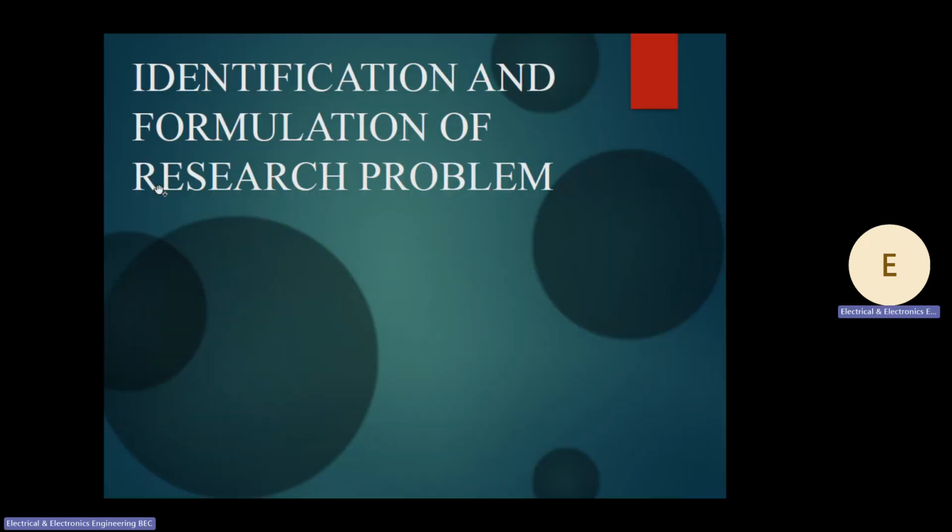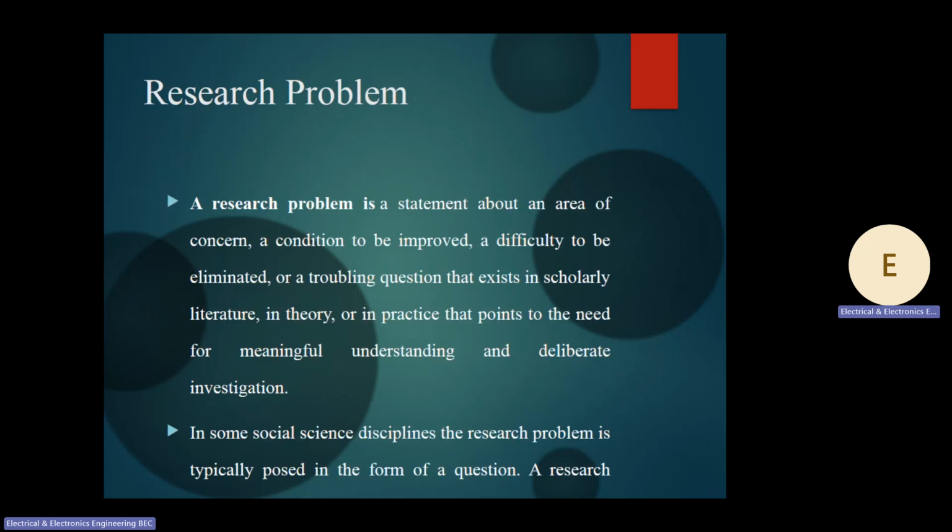So how to identify and formulate the research problem? We have seen until now what the objectives of the research are, what way we can present that, how to identify. And now we will see identification and formulation of the research problem. So they have given some definition here. A research problem is a statement of a concern which will be analyzed in scholarly practice for meaningful understanding and investigation. In some social disciplines, the research problem is in the form of a question.